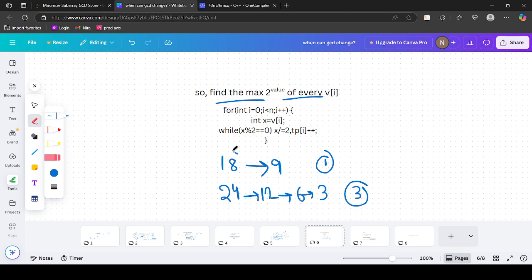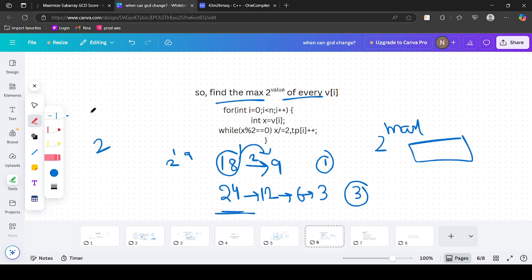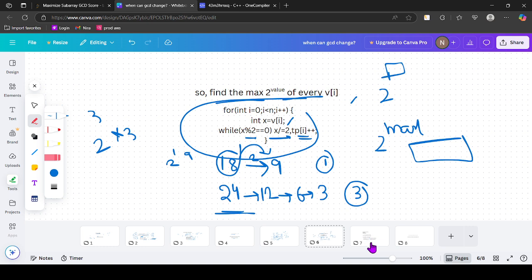So find the maximum 2 power value of every value. For example, we have 18. What is the maximum 2 power value, times some other primes? It will be divided by 2 only once, so 2 power 1 into 9. And we cannot reduce 9 further in powers of 2, so let's leave it. And for 24, the maximum is 2 power 3 into 3. So we'll reduce the value by 2 till it is divisible by 2, and we'll increase the TP of it. TP is the maximum 2 power value of the present index. After this, we will get the maximum 2 power value possible for every value in the given array.